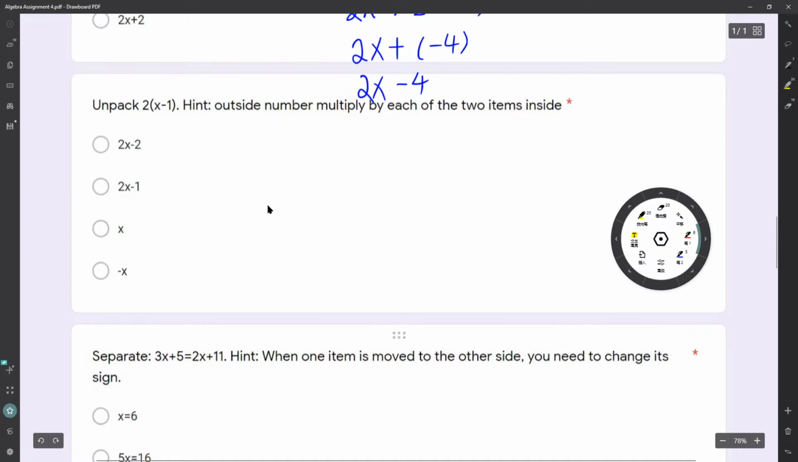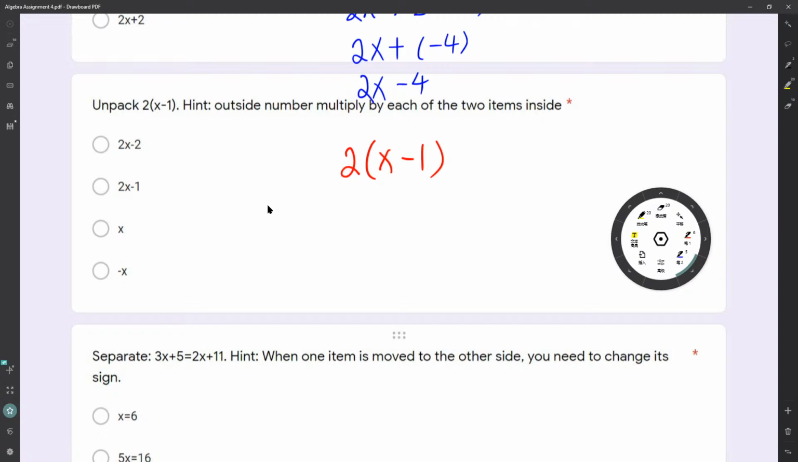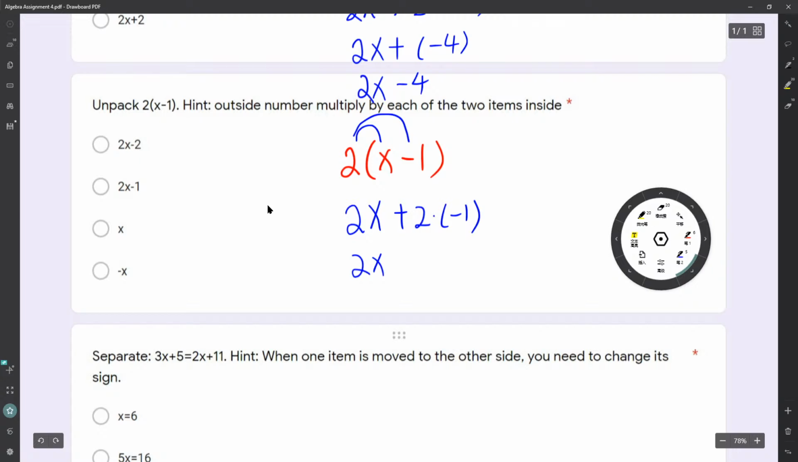And next, 2 times, inside parentheses, x minus 1. Again, I think you are getting better and better at this, right? I think you can see this: 2 times x plus 2 times negative 1. This is 2x, and this is negative 2, so it's going to be plus negative 2. Again, if you plus a negative number, it's the same as subtract 2. So we have 2x subtract 2.